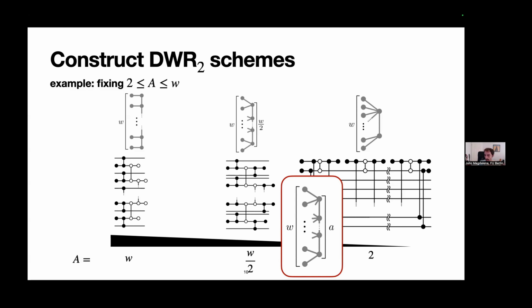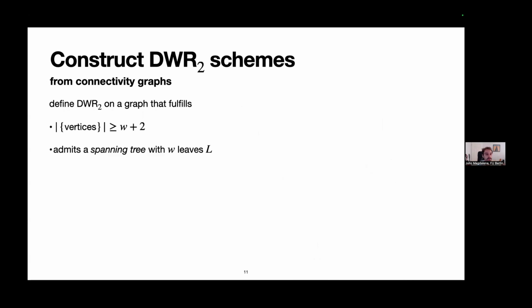Yeah, so what I did is you give me some graph, for example this one, and that needs to fulfill some constraints. Namely, it has to have the right number of vertices. Like I told you, you need at least 2 auxiliary qubits, so the number of vertices should be at least W plus 2. And the graph should admit a spanning tree with W leaves. And I call the set of leaves L. So why is this important?